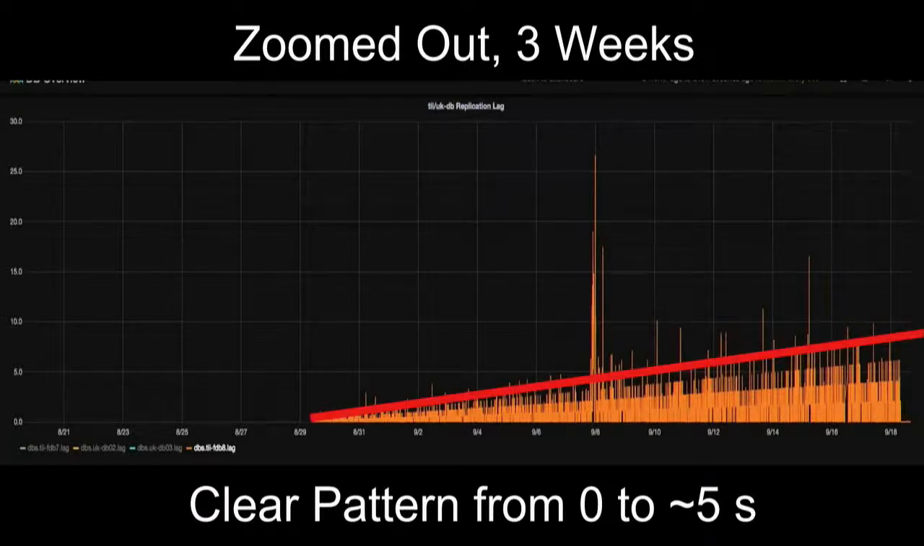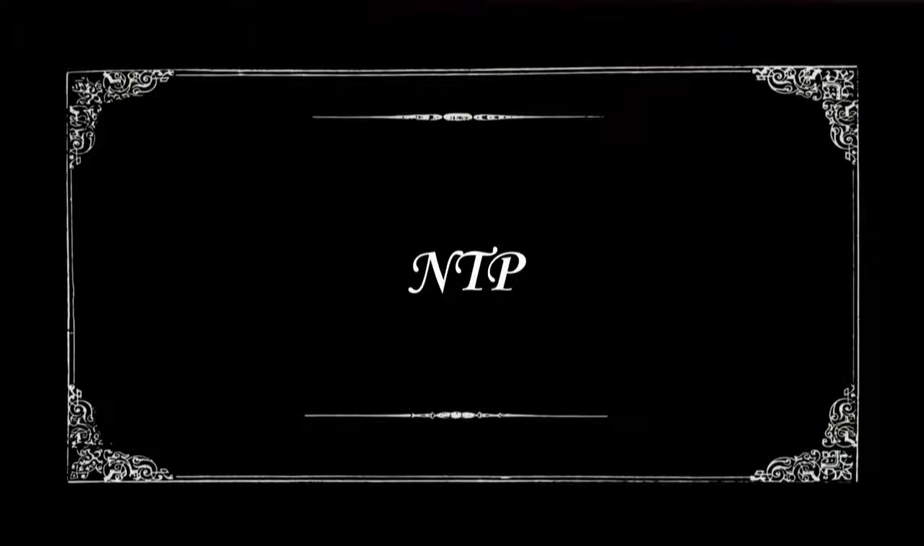There's our pattern. It's going up rather drastically. This is obviously clearly something we can't put into production under this, which is stopping an upgrade for all of our production hardware. NTP.